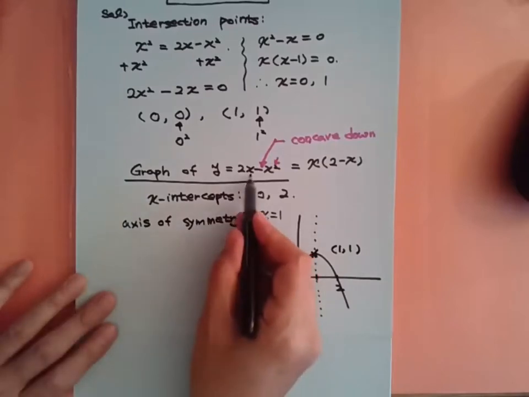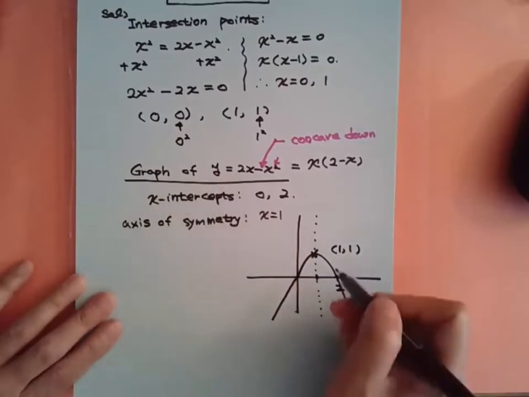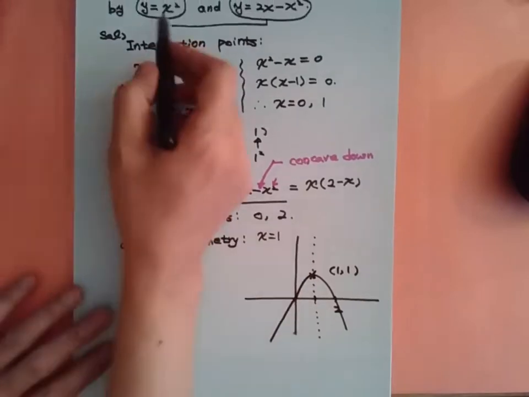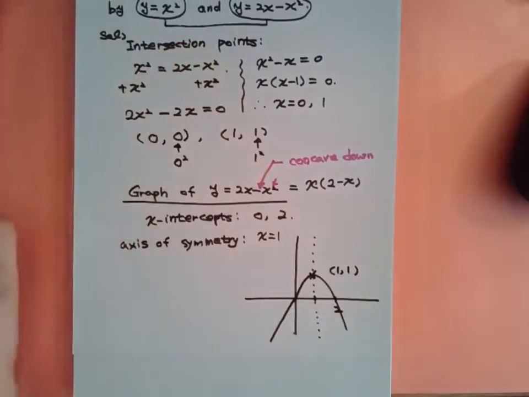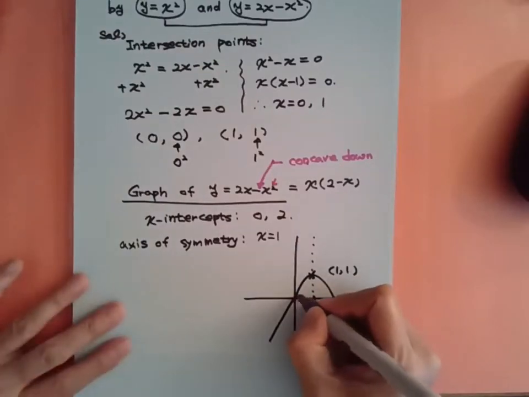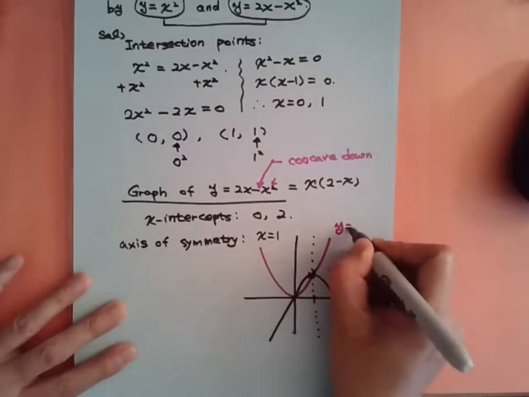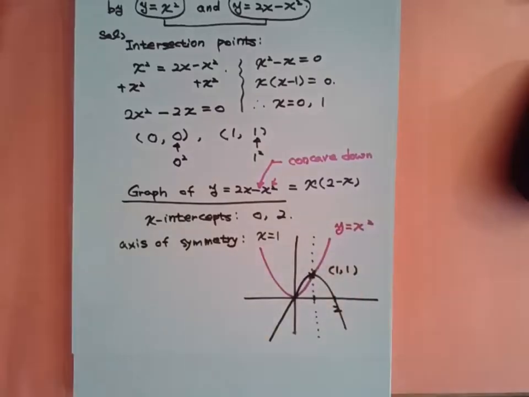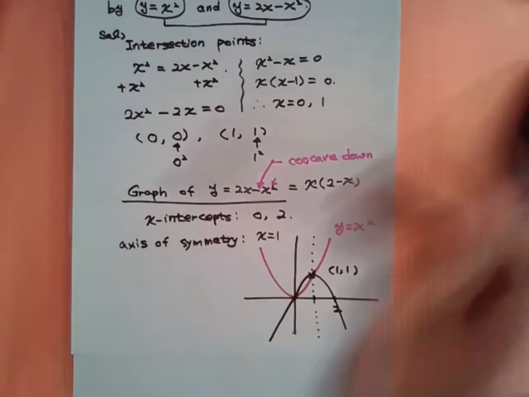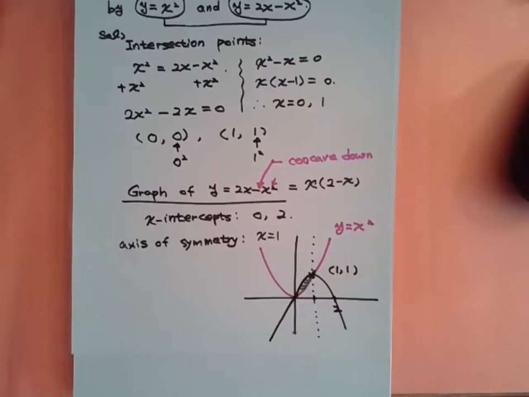If you plug 1 here, then 2 minus 1 will make 1. So the y value is 1. Indeed, this is the intersection point with y equals x squared. y equals x squared is just a parabola which is concave up. It looks like this. So what they're asking you to do is figure out the area between two curves here.